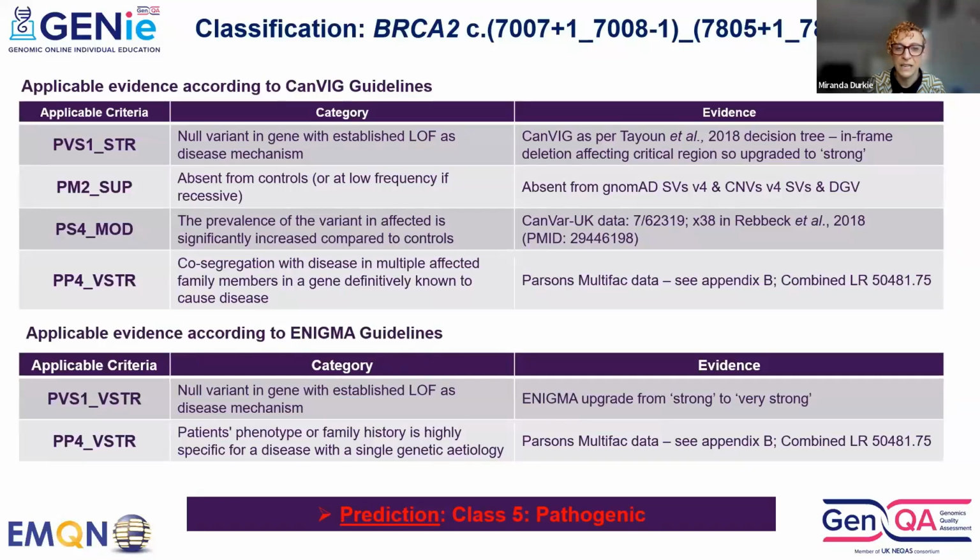So applicable evidence using the ENIGMA guidelines, again similar evidence, but used slightly differently. So using the ENIGMA PVS1 decision trees, which are incredible and very, very detailed, and really useful information on there. And because of that being such a critical known domain, the DNA binding domain, ENIGMA have upgraded this to very strong. And again, then they use the Parsons multifactorial data, but ENIGMA do not allow the use of PM2 or PS4 for these types of variants. So although there are some differences in both classification systems, this would end up as class 5 pathogenic. Next slide, please.